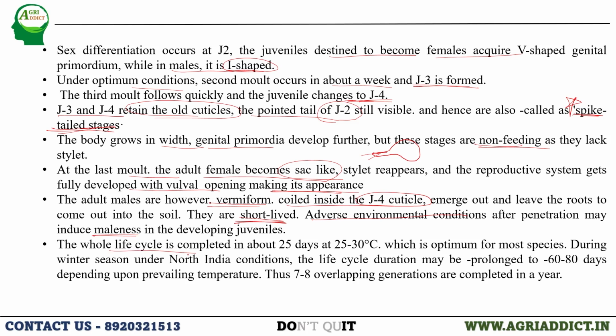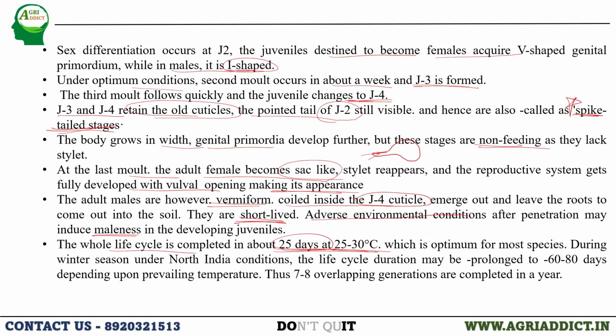When we talk about the whole life cycle of the nematode, it takes place in around 25 days at 25 to 30 degrees Celsius. It is the normal life cycle of the nematode, which is completed at normal temperature. It is around 25 to 30 degrees Celsius, which is most commonly seen in all root knot nematode species.